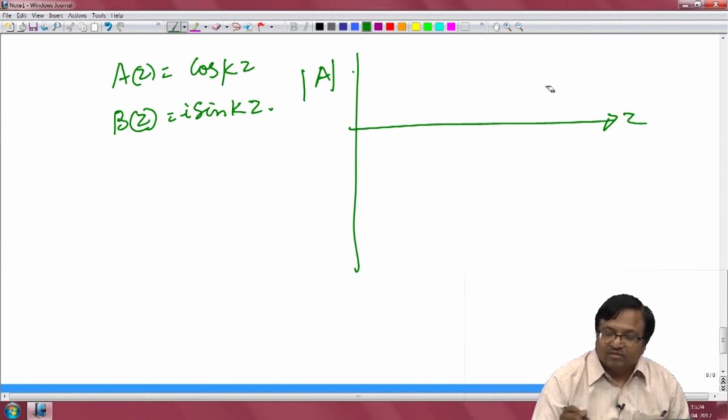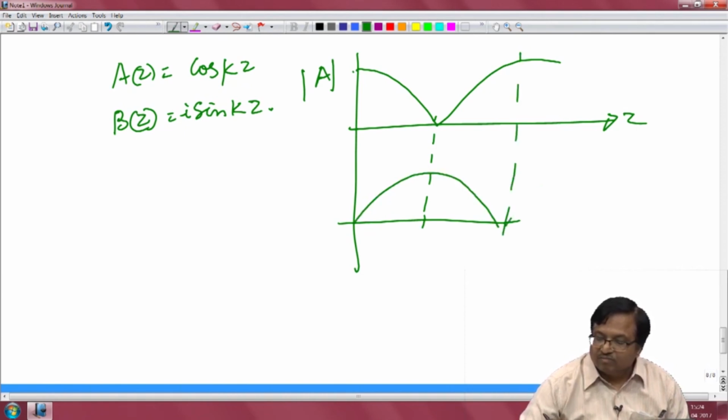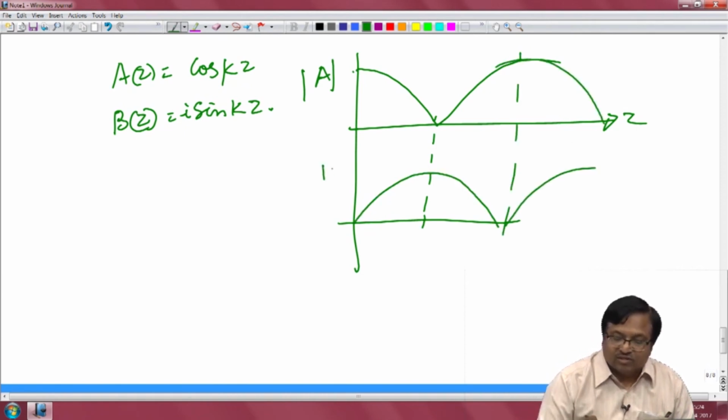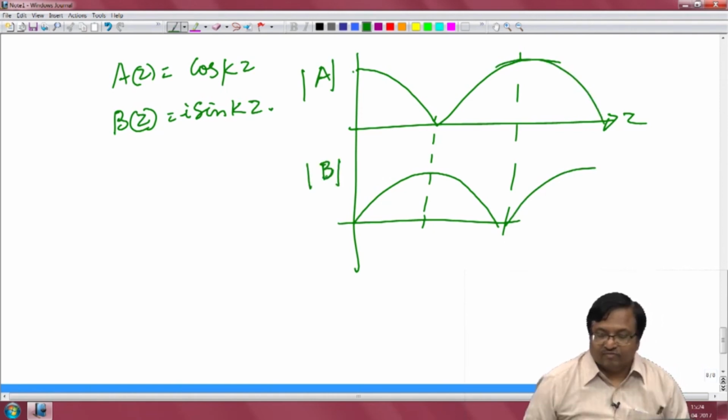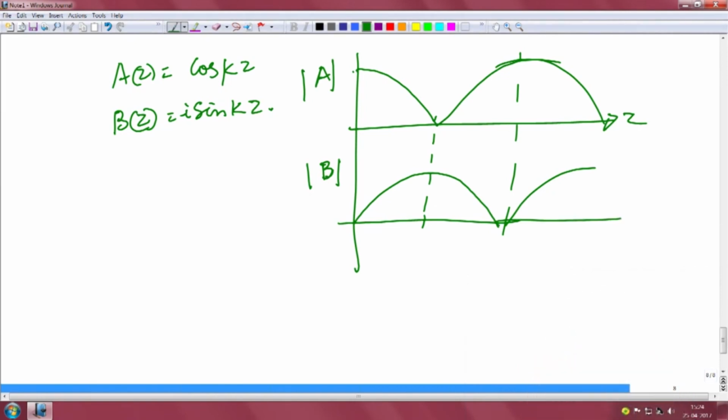These are not very accurate, and this goes as a sine and so on. So, this is the magnitude of B and magnitude of A. From this we observe that when the field is maximum here, the field is minimum here, no field in the second waveguide, and when the field goes to 0, it goes to 0 over a length called coupling length, and the light is maximum in the second waveguide.